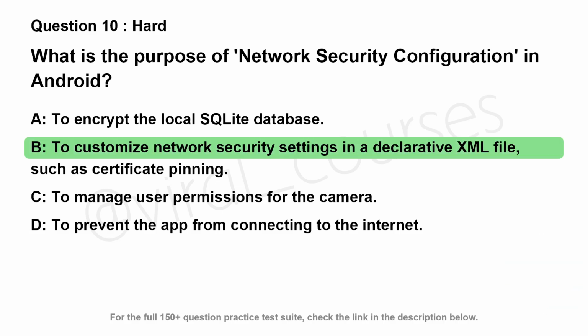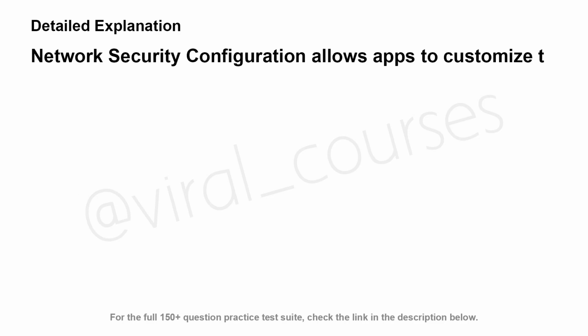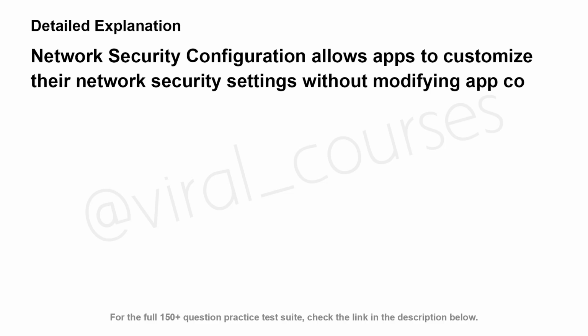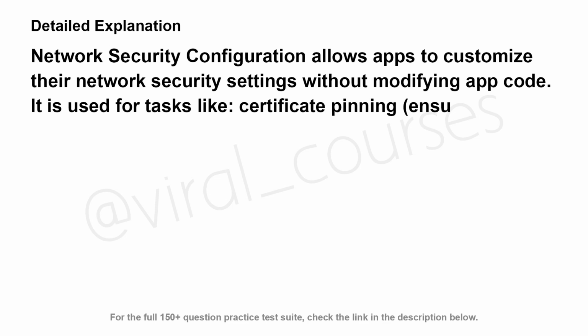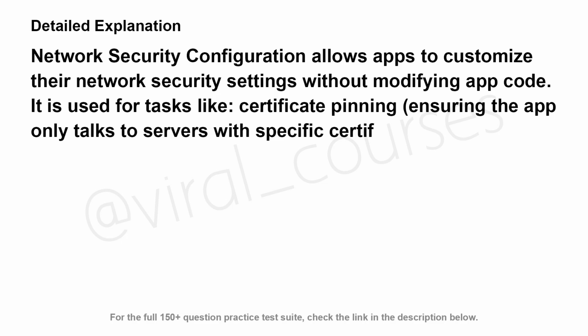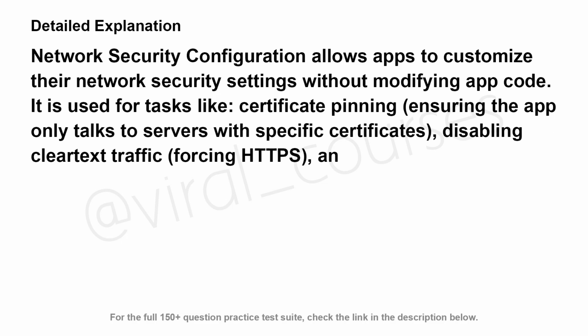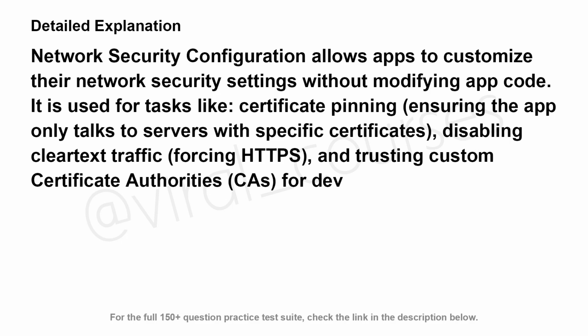The correct answer is B. Network security configuration allows apps to customize their network security settings without modifying app code. It is used for tasks like certificate pinning, ensuring the app only talks to servers with specific certificates, disabling cleartext traffic, forcing HTTPS, and trusting custom certificate authorities, CAs, for development and debugging.